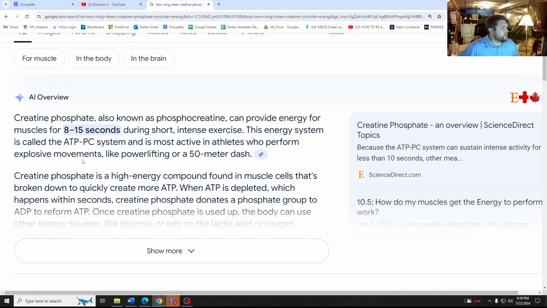So our creatine phosphate, also known as phosphocreatine, can provide energy for muscles for 8 to 15 seconds during short, intense exercise. It's called the ATP-PC, so ATP phosphocreatine system, and it's most active in athletes who perform explosive movements like powerlifting or a 50-meter dash.